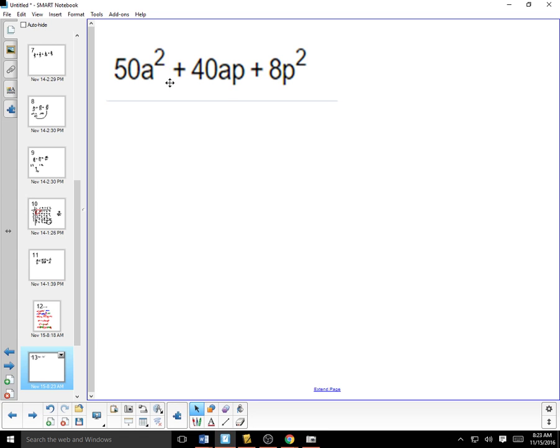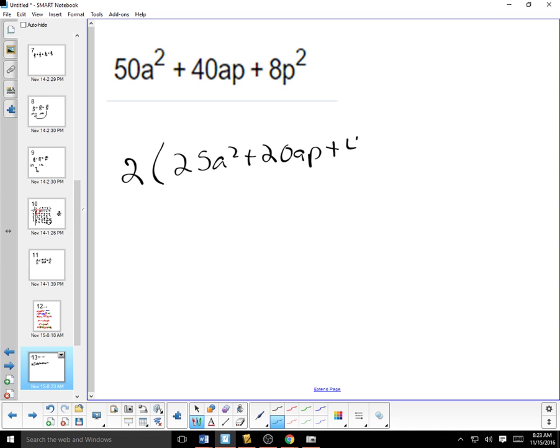It doesn't, does it? Neither does 8. But notice that they're all even, aren't they? So I can actually factor out a 2, couldn't I? Okay. So I'm going to take out a factor of 2. That would leave me with 25a squared plus 20ap plus 4p squared. And now look at the inside. Does the 25 have a square root? And does the 4 have a square root? It does, doesn't it?